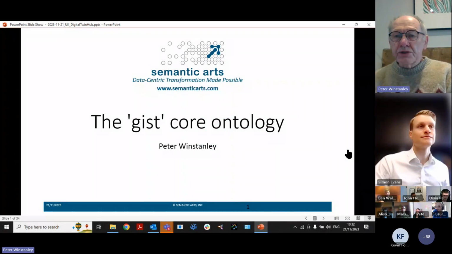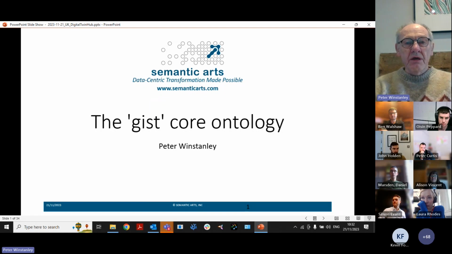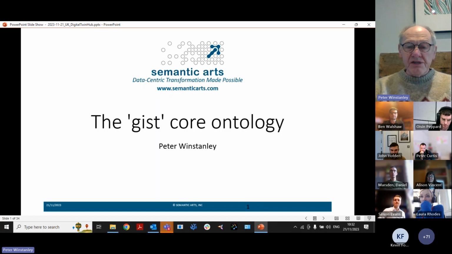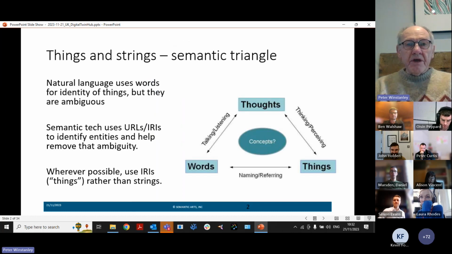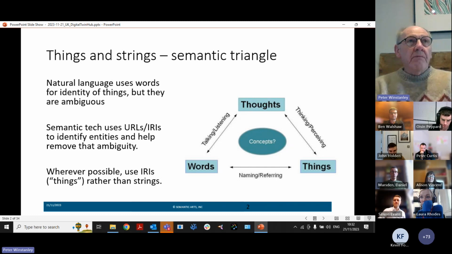Today I'm going to talk about the GIST Core Ontology. I'm going to be rattling through a whole bunch of slides. What I want to do is to give you an overview, and I would hope that you will be able to take a look at the slide deck in due course as it gets distributed and perhaps peruse them at a slightly slower rate.